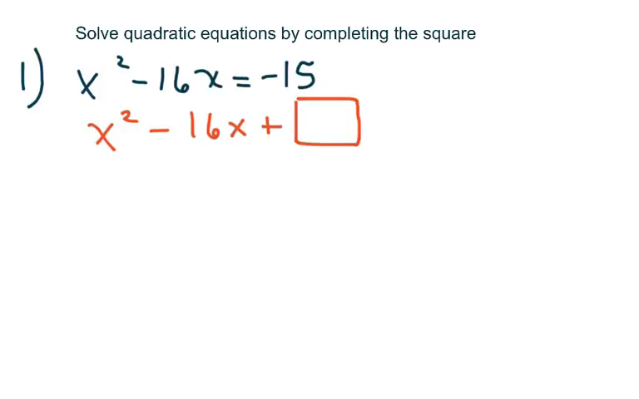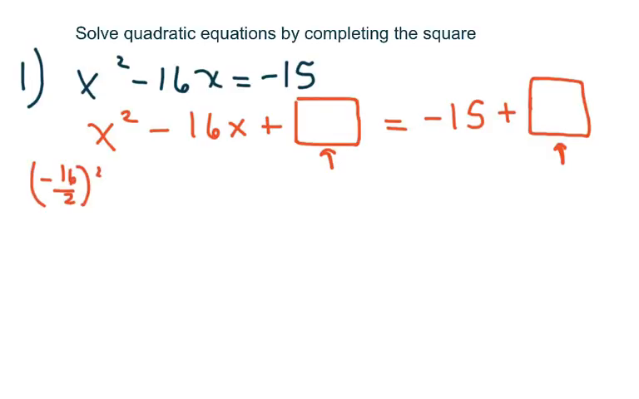I call them boxes, so we're going to put something here. Since we have the negative 15 over here, I'm also going to put the square here, because whatever I add on this side, I have to add on both sides of the equation. So what goes in here is half of negative 16, over 2, squared. Half of 16 is 8, squared, and you get 64. So you put 64 on both sides.